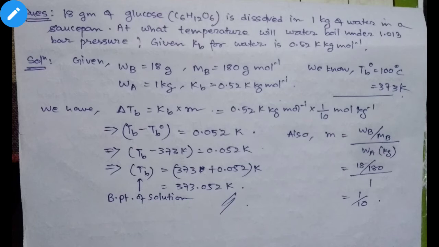Now 18 gram of glucose, that means the amount of solute is given, and we will represent that by W. Since it is for solute, we will write suffix B. So WB is 18 gram. Similarly, we have to find the molar mass of the solute. The molar mass of glucose you can calculate, it comes out to be 180 gram per mole. So I have written capital M suffix B equal to 180 gram per mole.